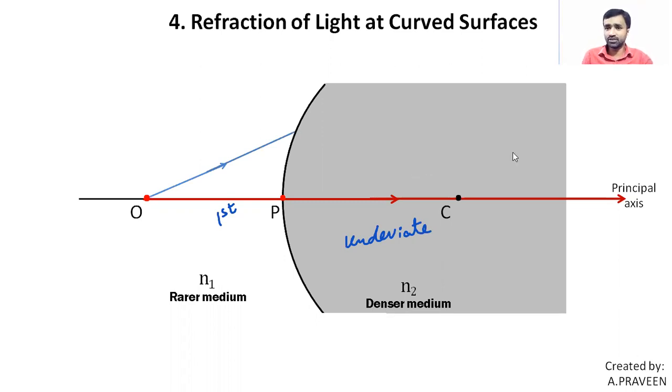Can anybody tell the behavior of this second ray? How does it behave after refraction? Can you predict what we require to predict that refracted light ray? Do I need anything? Normal. Very good, normal. So how do I get the normal, or how do you draw the normal here? Simply by connecting the point of incidence and point C, that is, the center of curvature.